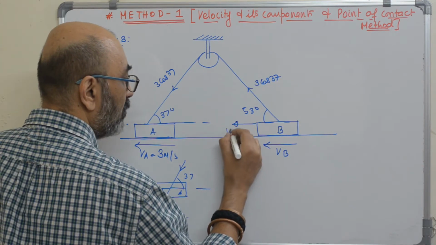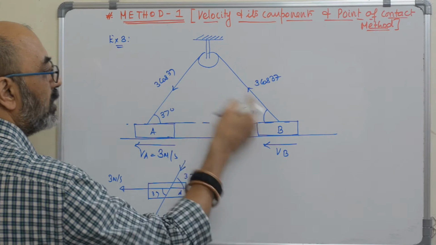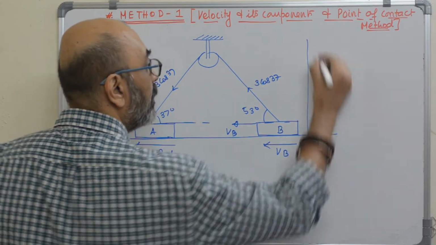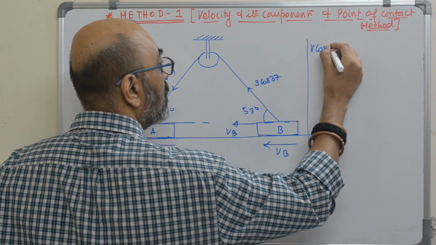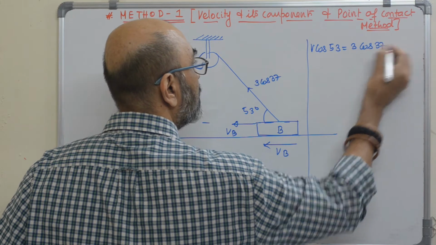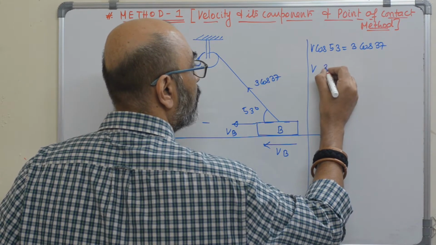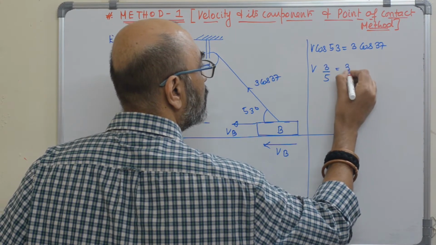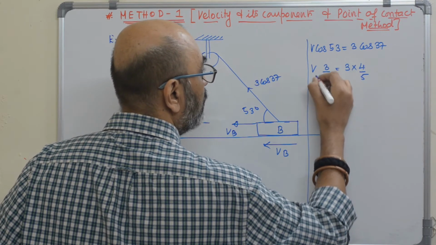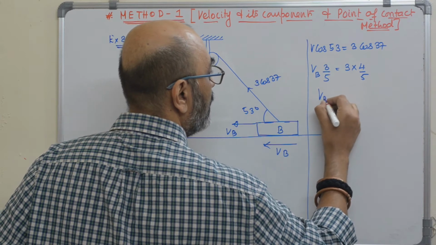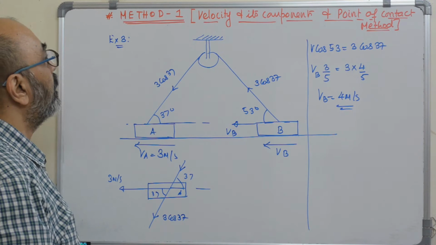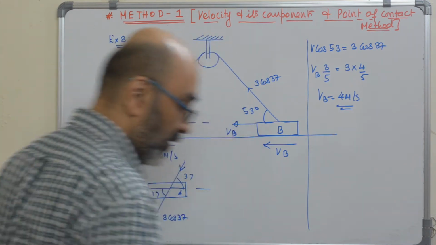This is the velocity of the block B, so the component of VB over here will be VB cos 53. So we have VB cos 53 is 3 cos 37. So we have VB times 3 by 5 is 3 times 4 by 5. So we have VB as 4 meters per second. Okay, so that is example 3.